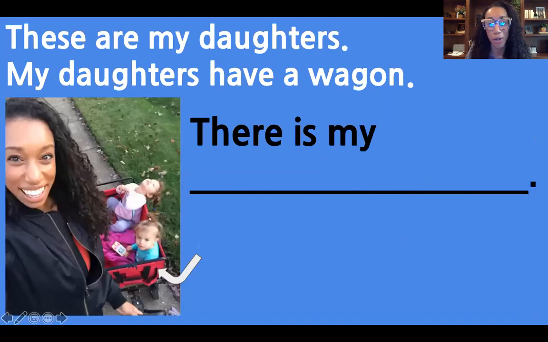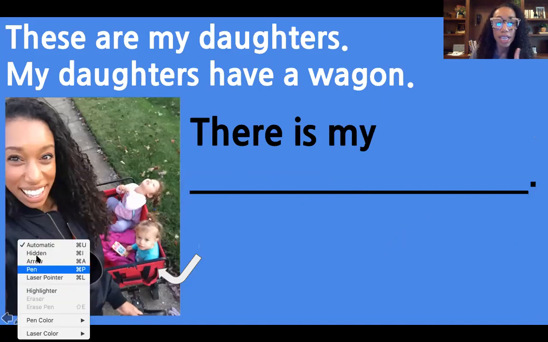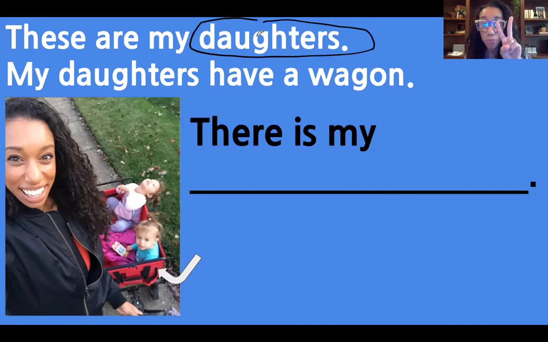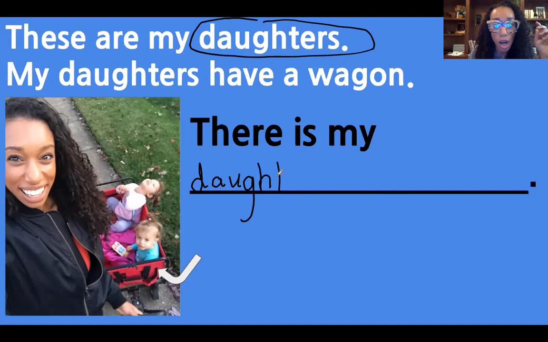Okay, back to my beautiful daughters because I just love them so much. These are my daughters. My daughters have a wagon. Okay, do you see the plural noun here? Do you see the plural noun right here? Daughters. Remember, I didn't say daughter, meaning one. I said daughters, plural. So there is my daughters' wagon. How would I write that? Let's write the word daughters first. Daughters has that diphthong AU, right? Daughters.